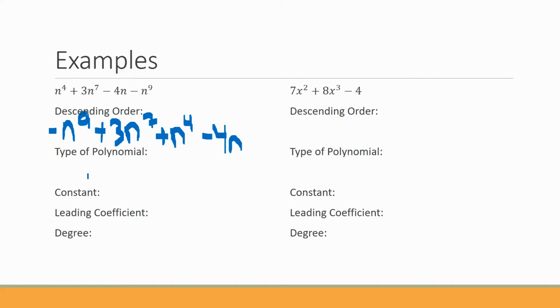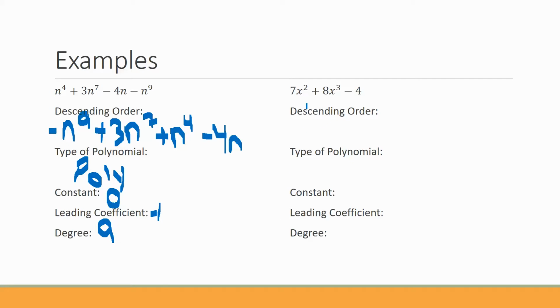Then this is a polynomial. It has more than 3 terms, so we don't really have a special name for it. The constant term, there's nothing here without a variable, so the constant is actually 0 at this point. The leading coefficient, the highest degree term, is this n to the 9th. The number that's multiplied to the n to the 9th is -1, so the leading coefficient is -1. And the degree of that one is 9.